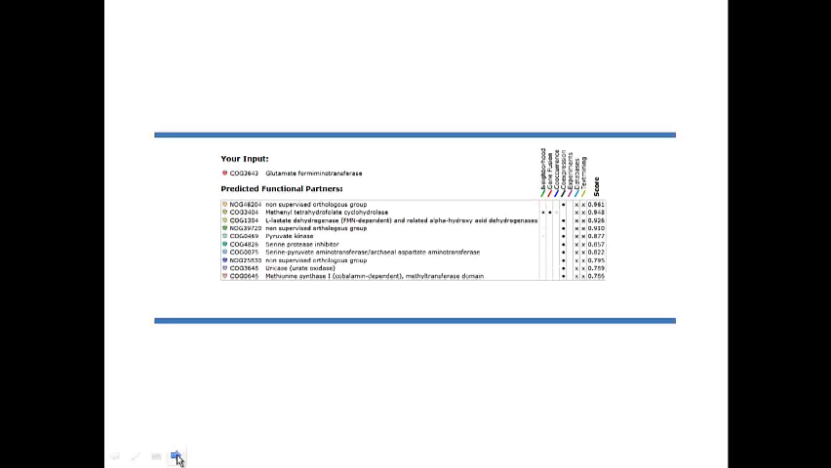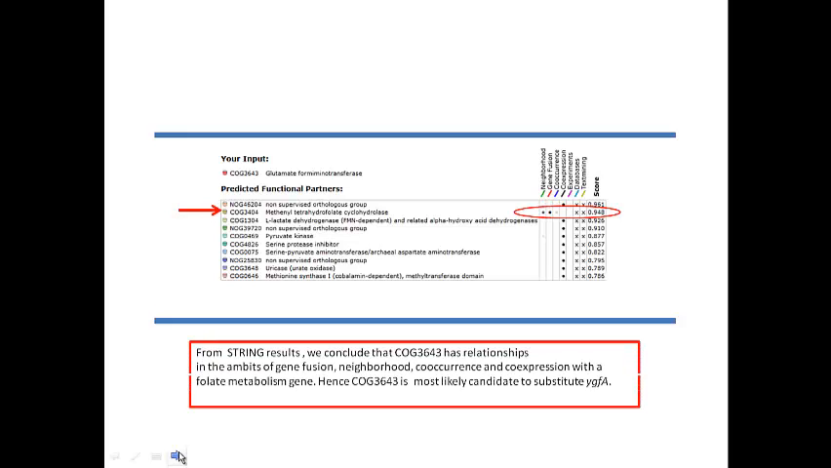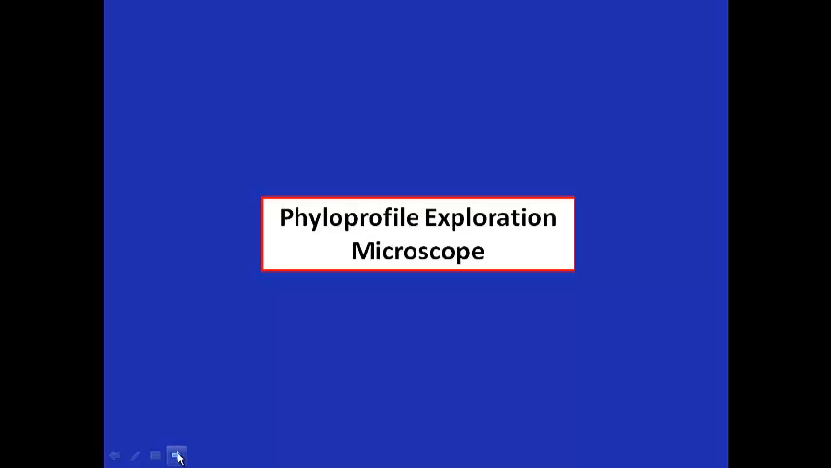COG 3643 is another story because it has relationships in the areas of gene fusion, neighborhood, co-occurrence, and co-expression with folate metabolism genes, so this might very well be one of our chosen candidates. Remember, we had already identified precisely this COG as substituting YGFA by using the JGI profiler early in this lecture. Try and figure out how to do the same query in the third profiling site.